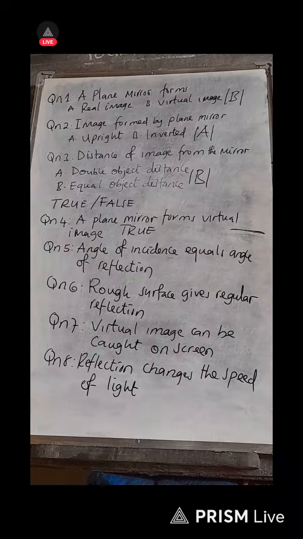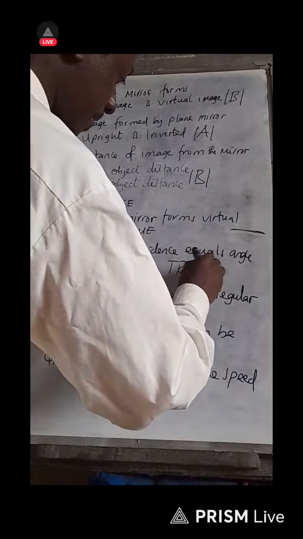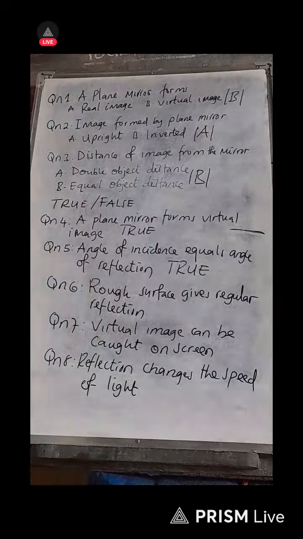Let's keep this important momentum. Now, the answer is what? The answer is true. The angle of incidence is always equal to the angle of reflection, and this is according to the second law of reflection. Let's keep this momentum with important questions.